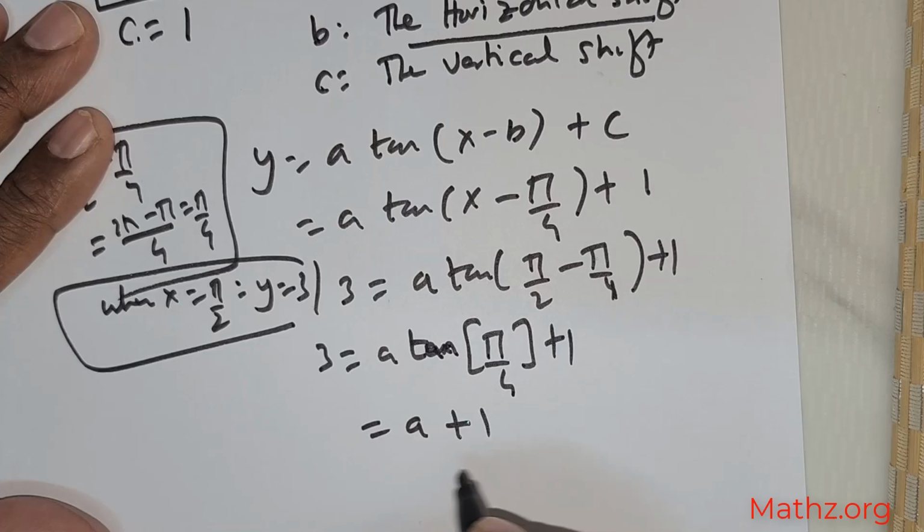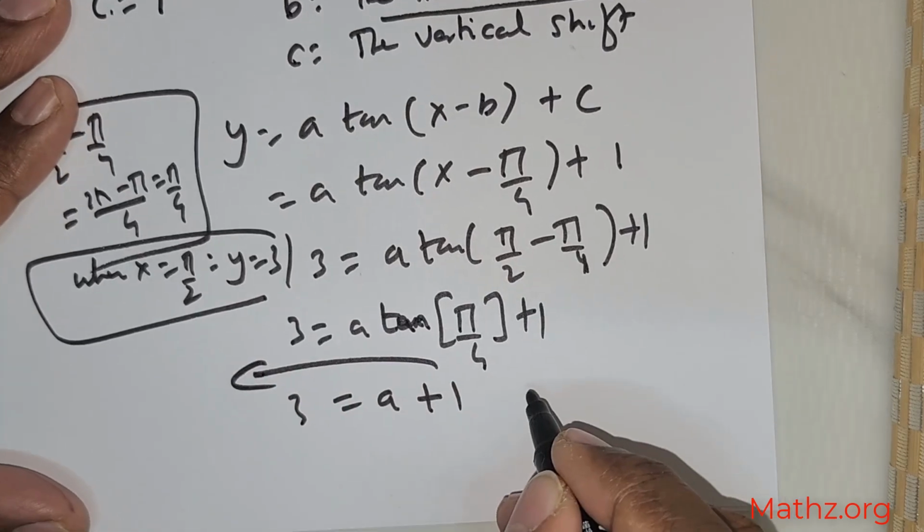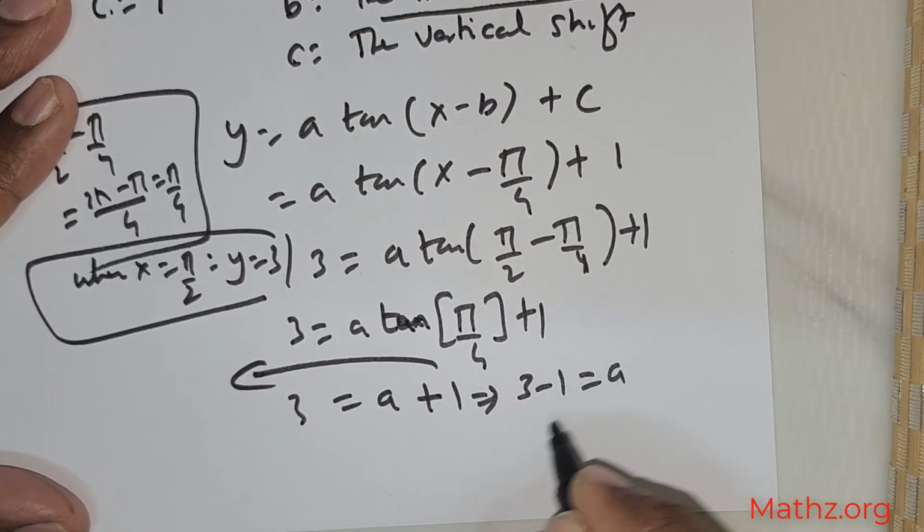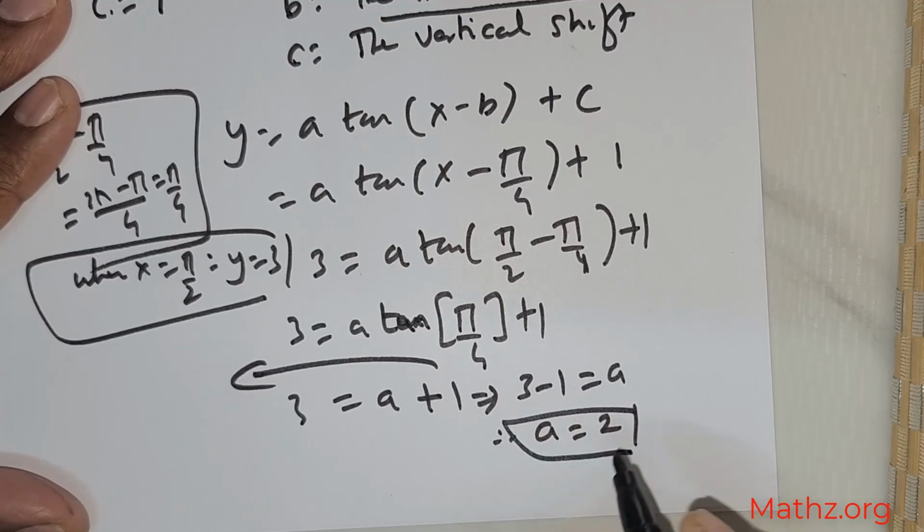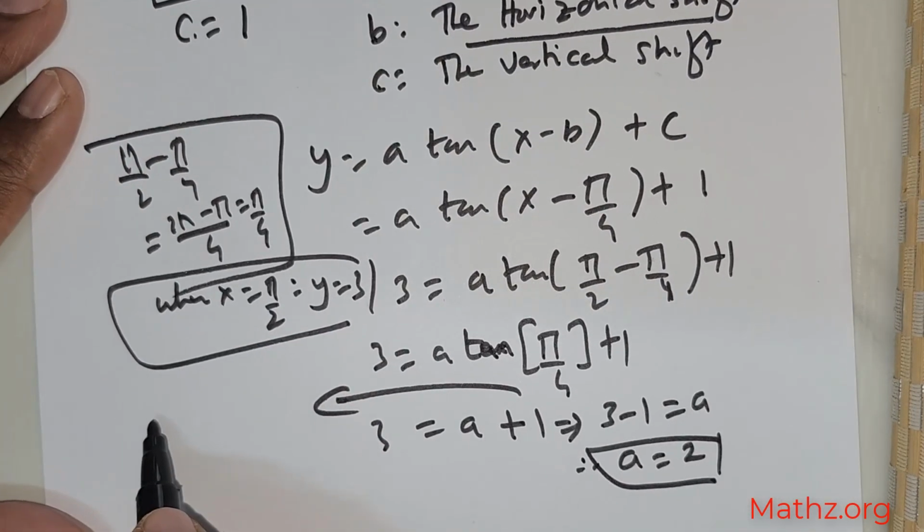So you have a positive 1 is equal to 3. Push this to the other side. You get 3 minus 1 is equal to a. Therefore the value of a is equal to 2. So that is the completion for this question.